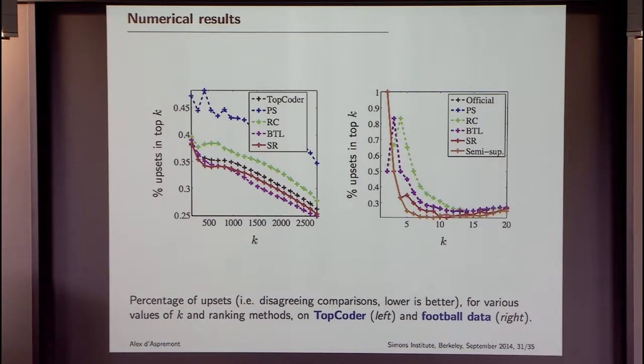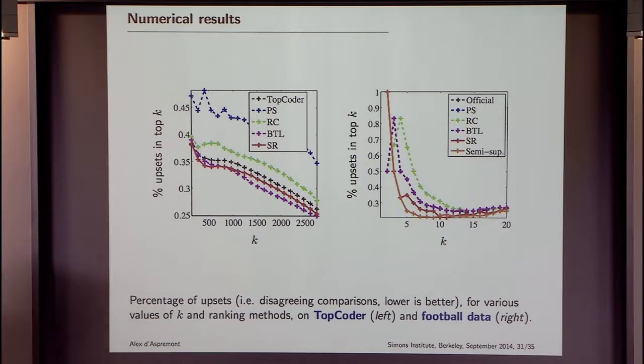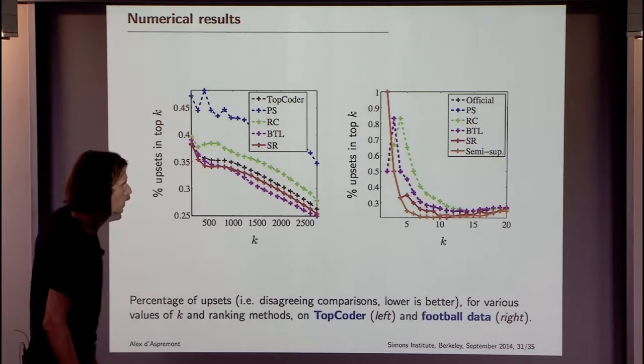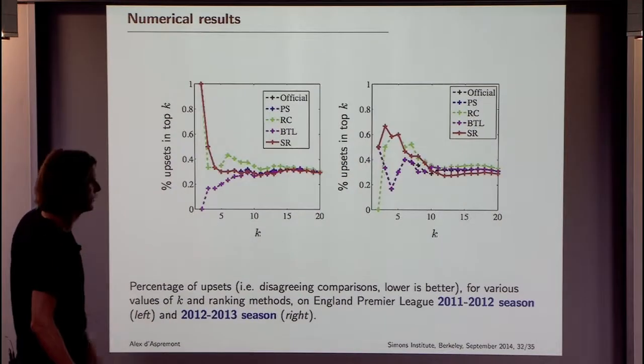This is on a TopCoder coding competition. And again, on both these examples, the seriation-based spectral solution does better than the rank centrality spectral solution. Of course, all these algorithms do better than the point score. And both Bradley-Terry-Lewis and the seriation-based algorithm do better than the system used by the TopCoder website. You can do supervised ranking recovery, but I'm not going to talk about that.